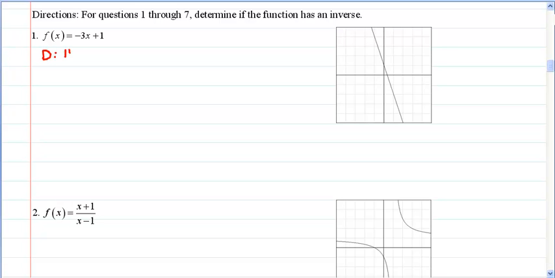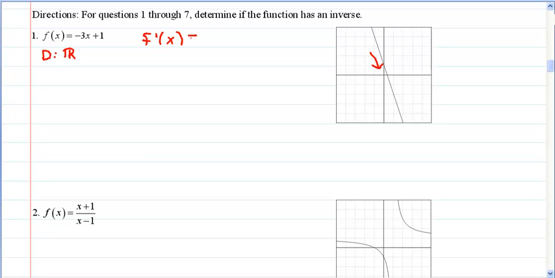The domain of this function is all real numbers. We just have the equation of a line. And if we look at the graph, we see that the graph is always decreasing. So we know that the answer will be yes, that it has an inverse because it's monotonic, but to show it algebraically, we take the first derivative.